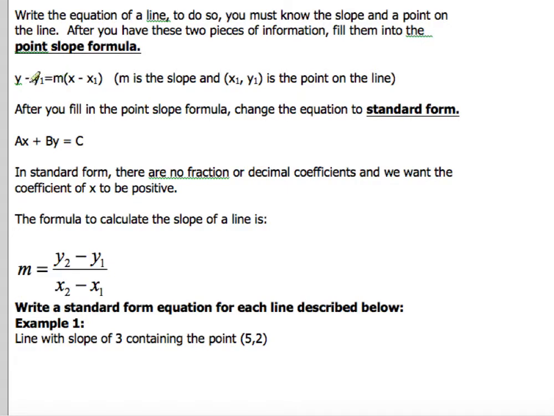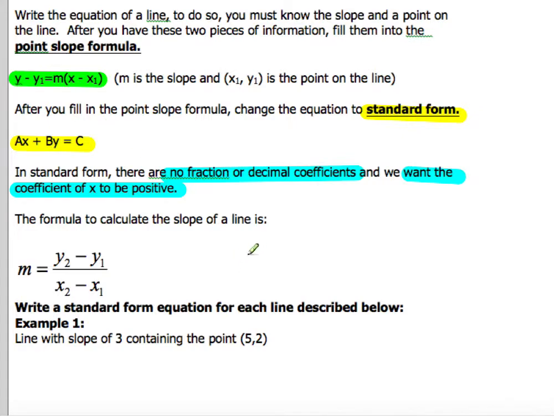We are going to use this point slope formula to fill in when we are going to be writing the equation. This is where we're going to start. But then we're going to transform that into a standard form equation, and the standard form looks like this: ax plus by equals c. But there are some important things about that, and that's that you cannot have any fractions or decimal coefficients in that equation. You also want the coefficient of the x to be positive, and you want them specifically in this order of having the x first, and then the y term, and then equals, and then the constant term on the right.